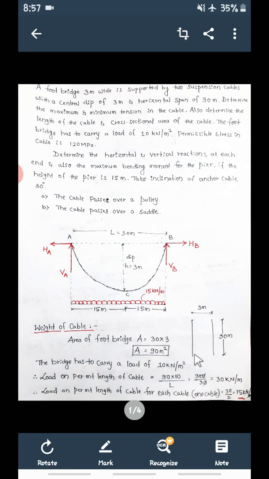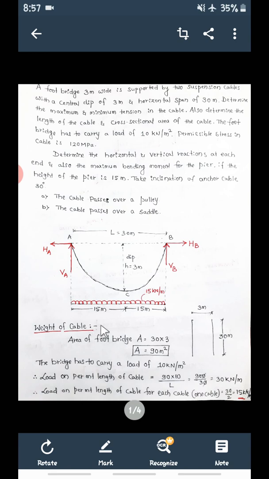Let us see this here. This is given a footbridge. So this is a small bridge of length how much? 30 meter. So on this bridge there will be a movement. Both side cable will be there. So this is one side cable, that is here the cable will be there, and this side also there will be a cable. So this is the footbridge. Over this there will be a movement of a vehicle or person.